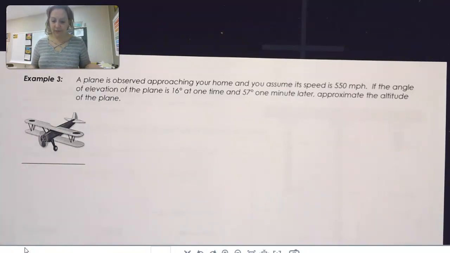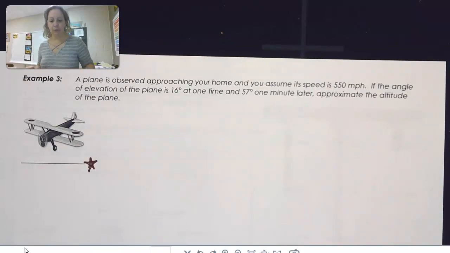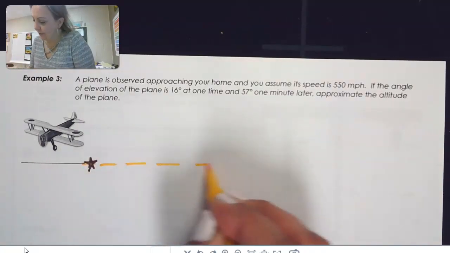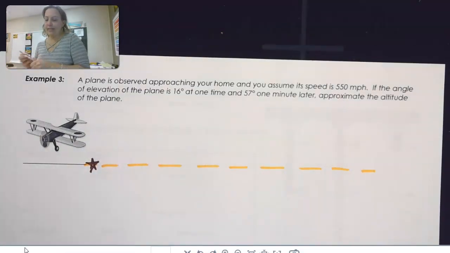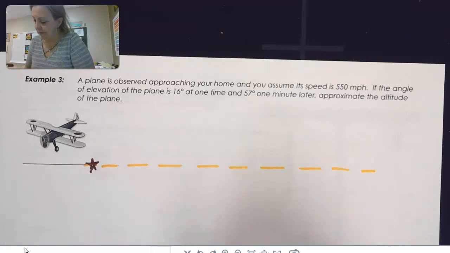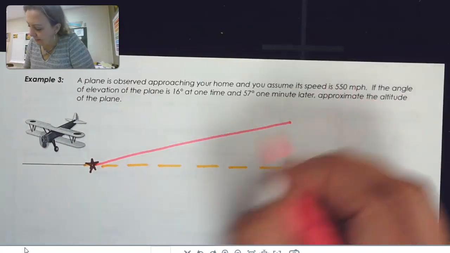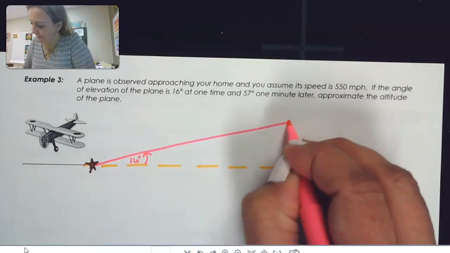Okay, so here's you. And you see that the plane is approaching your home. So at one point, the angle of elevation of the plane, so again, the angle of elevation goes from the ground up, is 16 degrees. So let's say that at this point right here, this is 16 degrees, and here's your plane.